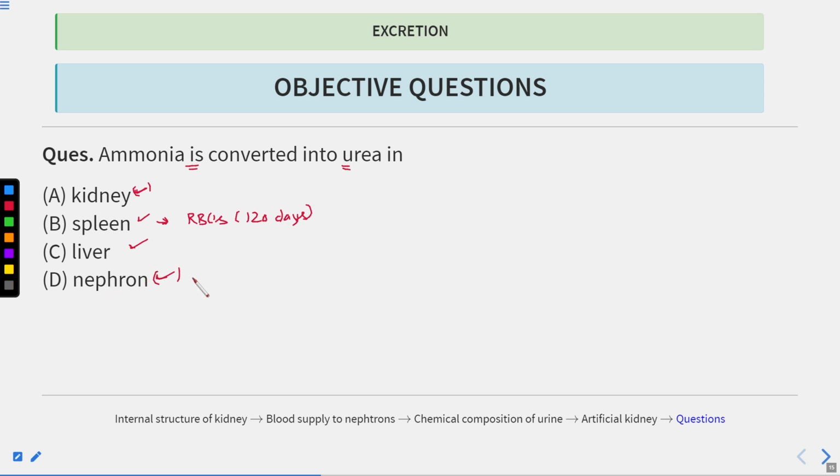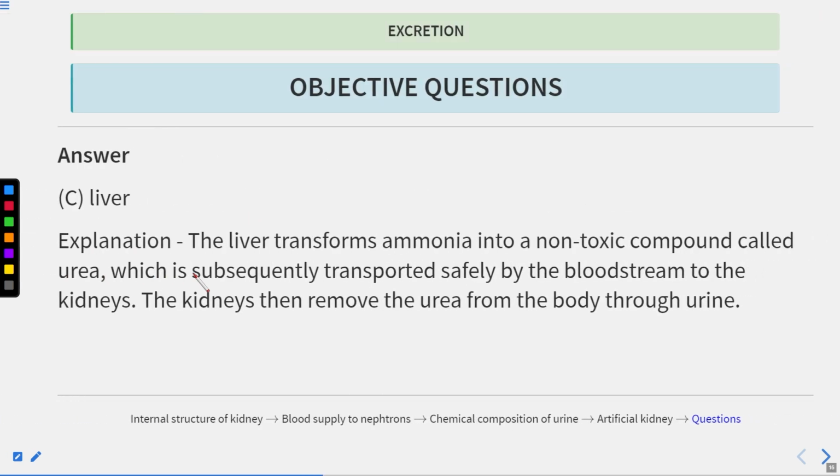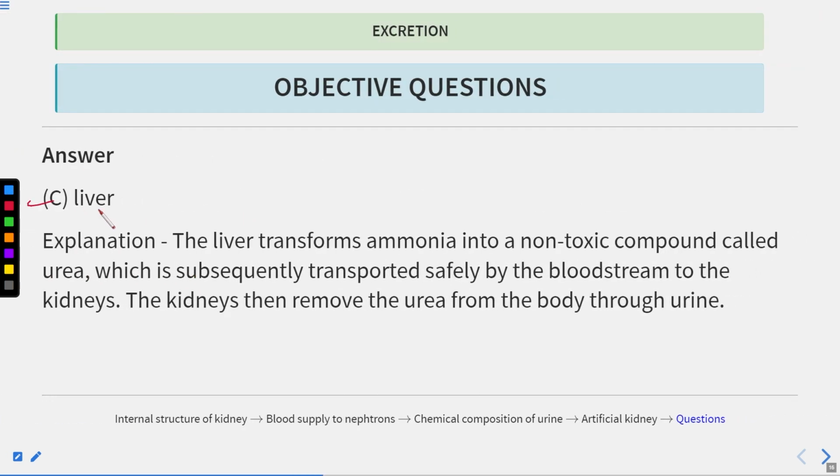So nephrons are involved in the filtration of the blood. They are also involved in the reabsorption of the selective molecules. And they are also involved in the excretion of certain salts and molecules, which forms the urine. So what should be the answer here? Option C is the correct answer here, liver. So in liver, ammonia is converted into urea.